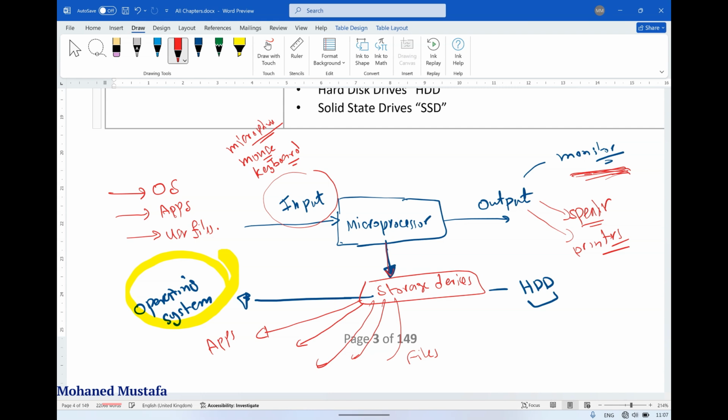So you can double click to play a sound. What will happen? The microprocessor will take the sound from the storage device and send it where? To the speaker through the motherboard.